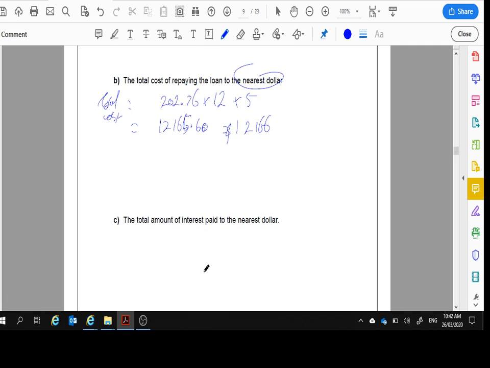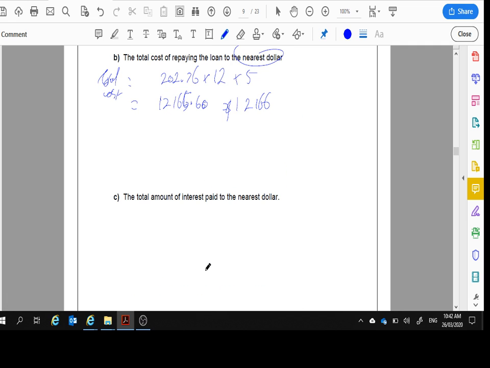Part C, total amount of interest paid to the nearest dollar. Well, the interest is how much is paid, which is 12,166, minus what he borrowed, 10,000. So $2,166 of interest.